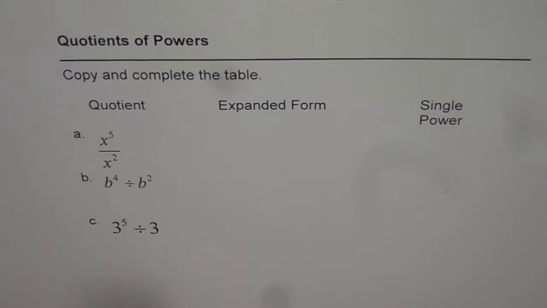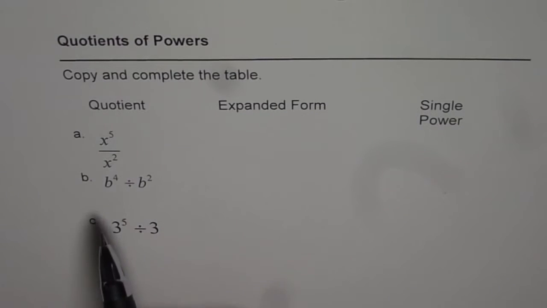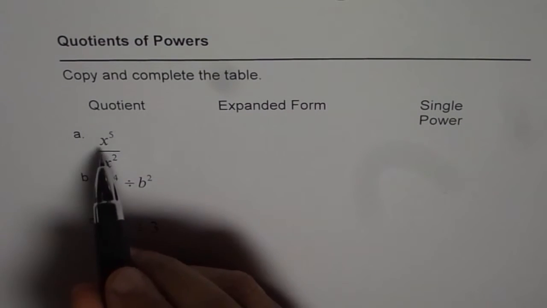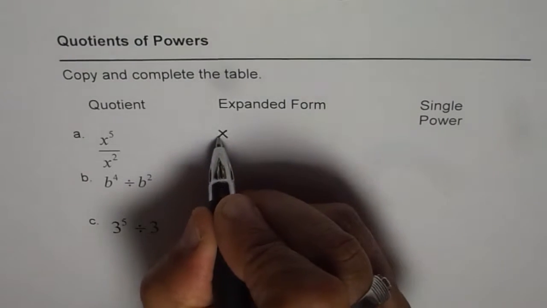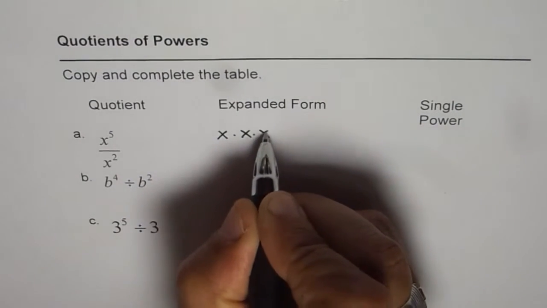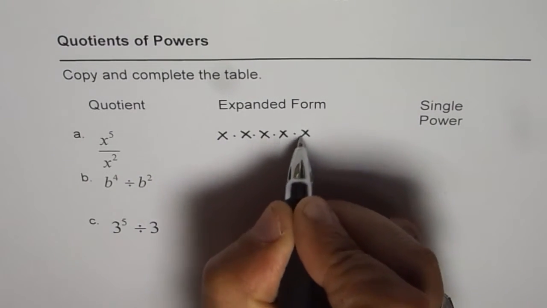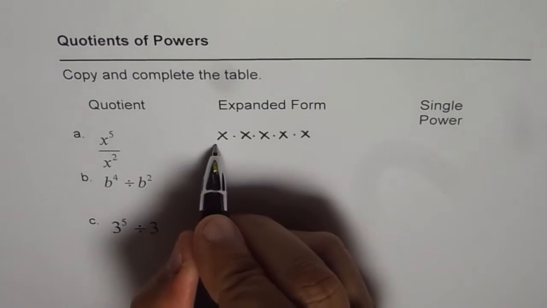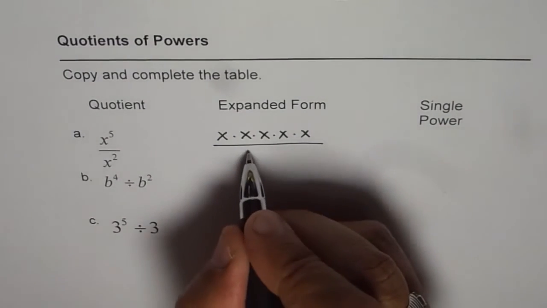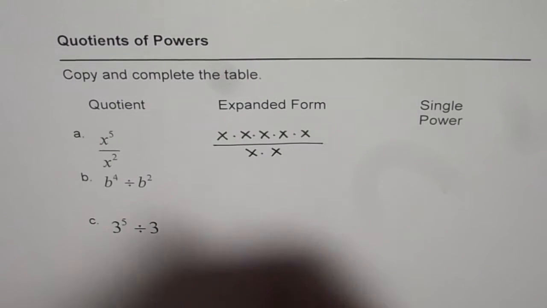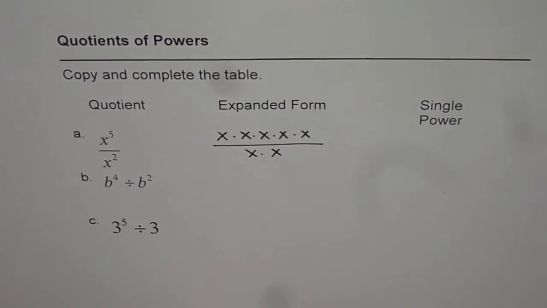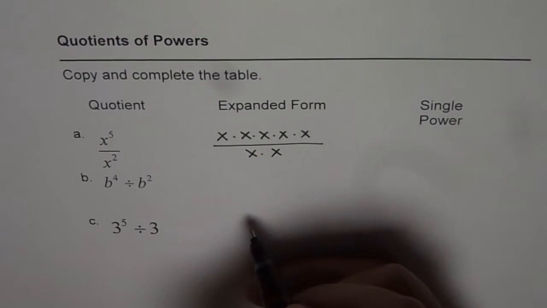Now what is expanded form? We have x to the power of 5 divided by x squared. If we expand it, x to the power of 5 really means x times x times x times x times x, 5 of them, divided by x squared, that means x times x. So that is the expanded form, right? Now, if you have something like this, then we can simplify it.